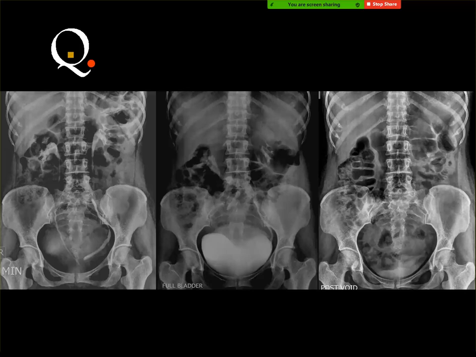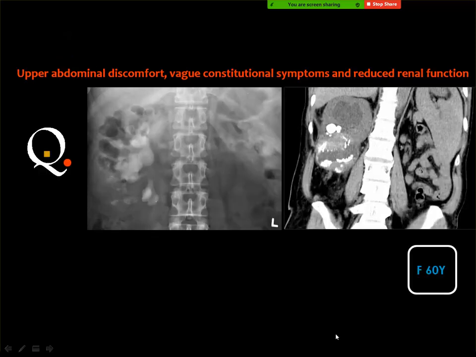Maybe left-sided ureterocele? It is a left-sided ureterocele, and the cobra head appearance is quite evident in this evacuation phase. You can also sometimes see the lesion here, and it is not quite evident in this early filling phase.